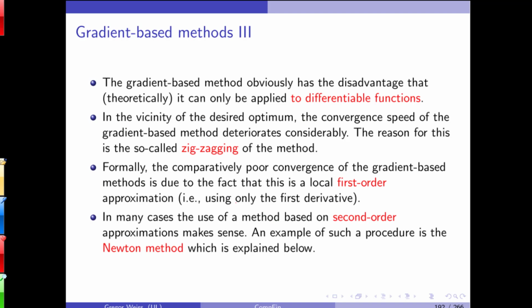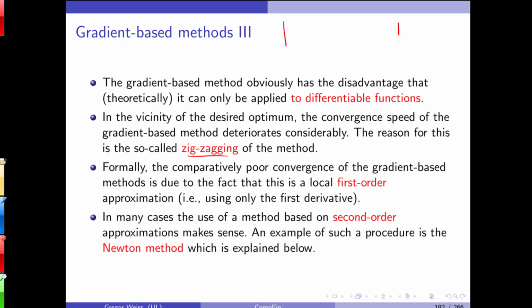Now, the gradient method obviously has the disadvantage that you need the partial derivatives, and thus it can only be applied to differentiable functions. In the vicinity of the optimum, the convergence speed is relatively small, and you sometimes have zigzagging. What is meant by zigzagging?